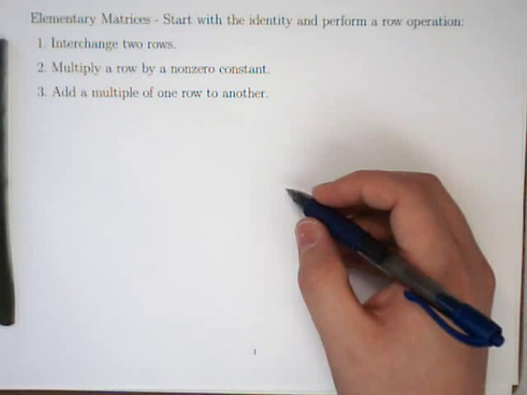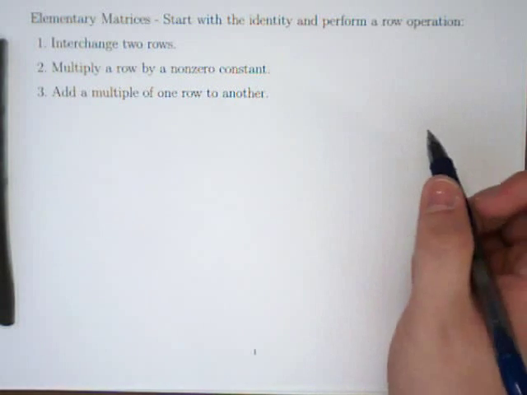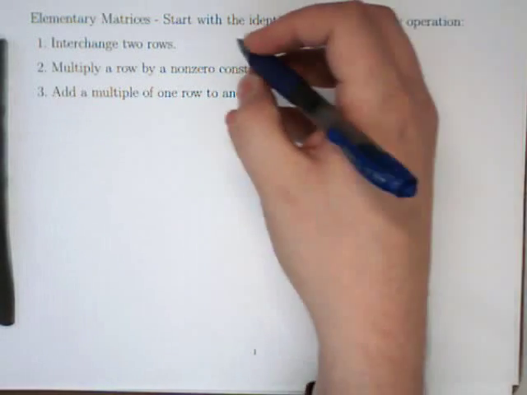In this screencast, we're going to look at elementary matrices. The idea is we start with the identity matrix and perform a single row operation. These are the 3 row operations. I just want to show you an example.